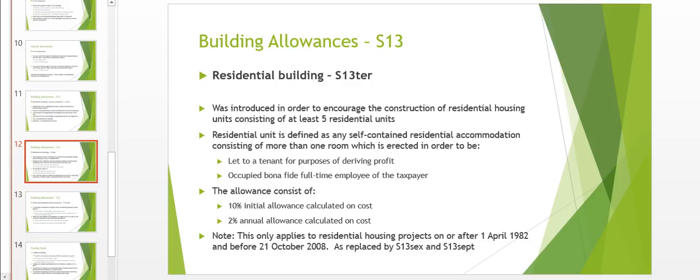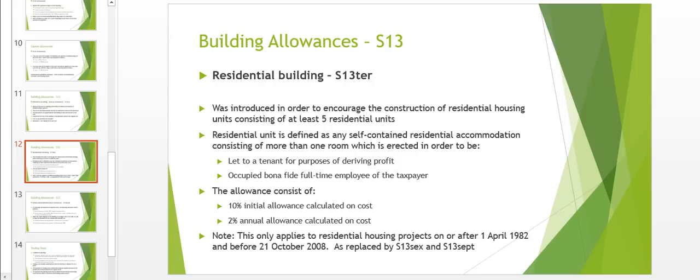So the allowance on this is then 10% of the initial cost in the first year of assessment, and then a 2% annual allowance calculated on the cost. So in the first year of assessment you basically have a 12% allowance. But importantly, this only applies to residential housing projects on or after the 1st of April 1982 and before 21 October 2008, because these are then replaced by Section 13(6) and Section 13(7).